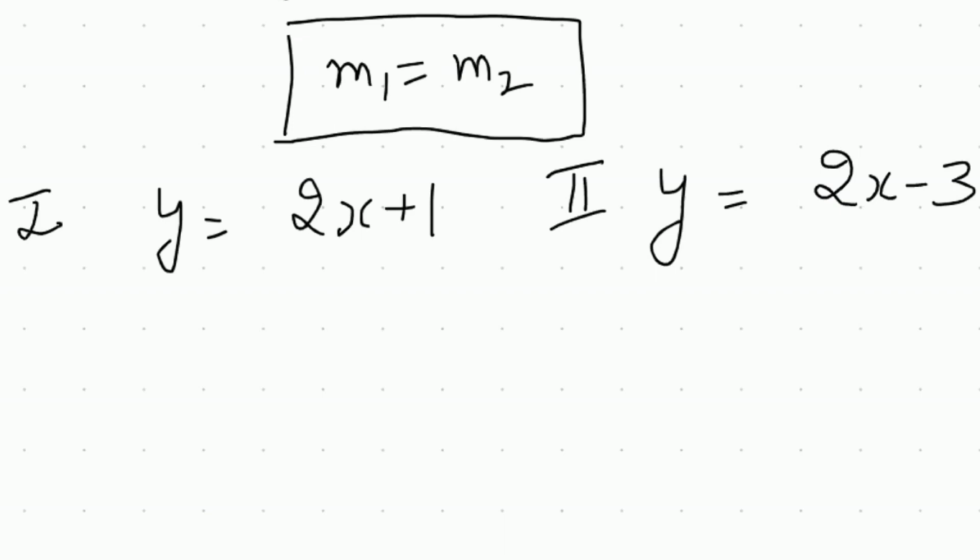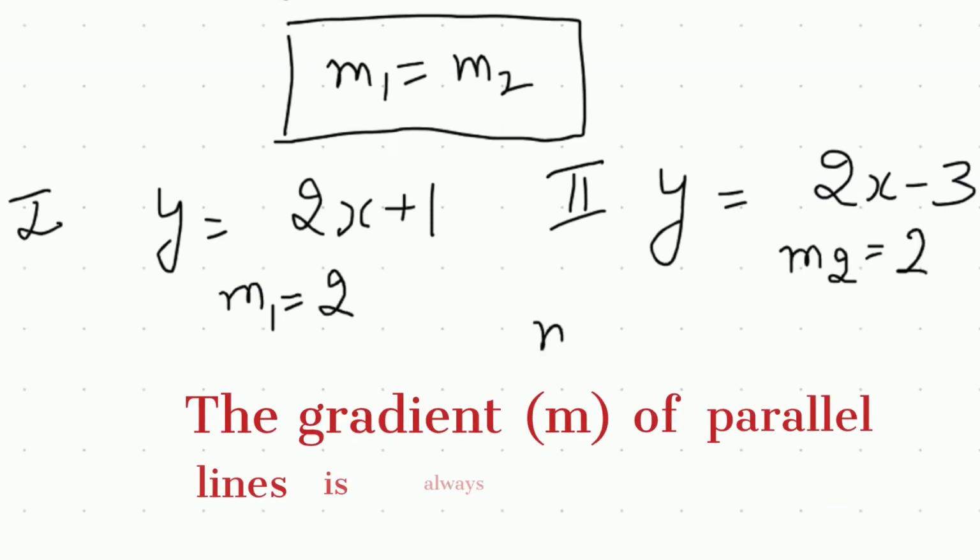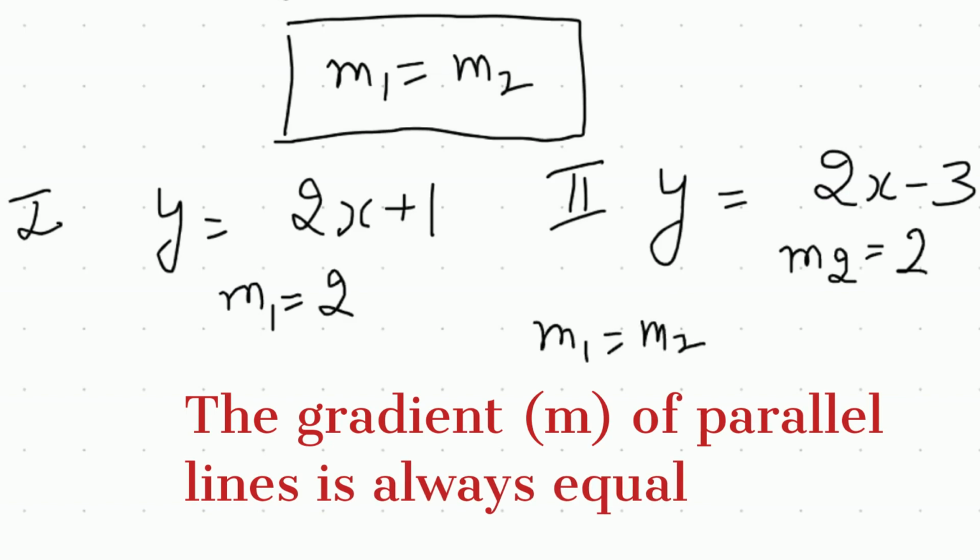See here, the gradient of the first line is 2. If I see the gradient of the second line, that is 2. That means m1 is equal to m2. So these equations are parallel to each other.